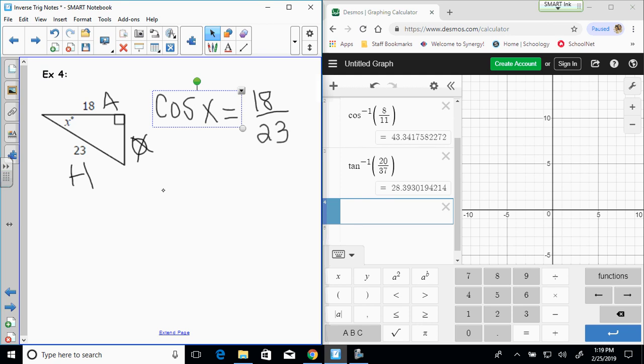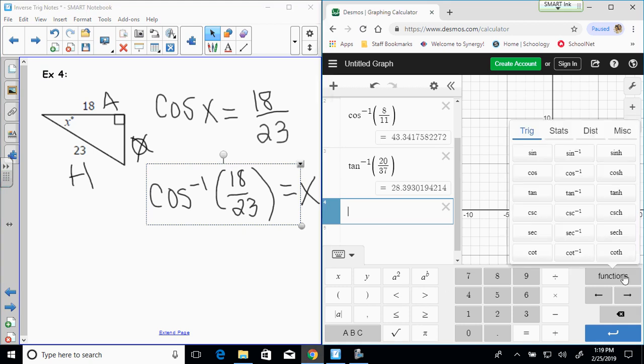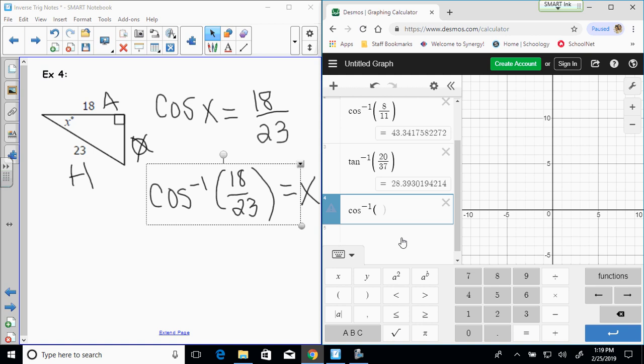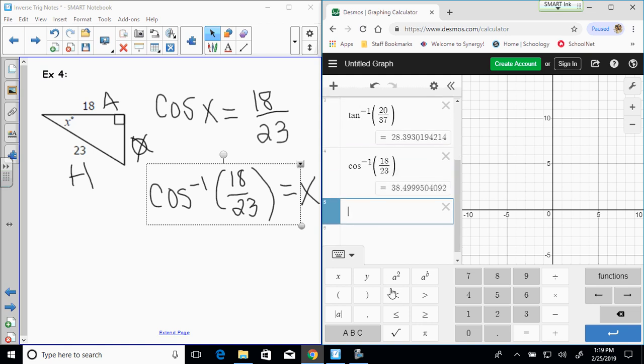So now because x is our angle, we know we have to use the inverse trig. So we have cosine to the negative first, 18 over 23 is equal to x. And now we just want to plug that information into our calculator. So we go to functions, and we're going to do cosine to the negative first, 18 divided by 23, close the parentheses. So we know that angle is about 38.5. So this angle is about 38.5 degrees. It's the value of x. So we know what that angle is there.